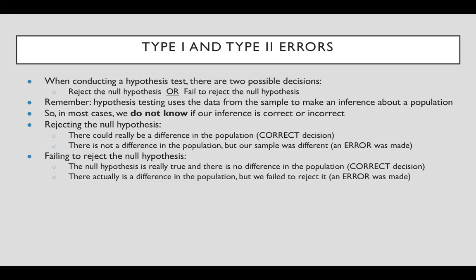So, on the other hand, if you fail to reject the null hypothesis and the null is really true, and there actually is no difference in the population, which is what we determined, that could be the correct decision that we made. So good. Or there actually is a difference in the population, but we failed to reject the null. Another error was made. So there are two errors present here, and these are type 1 and type 2 errors.